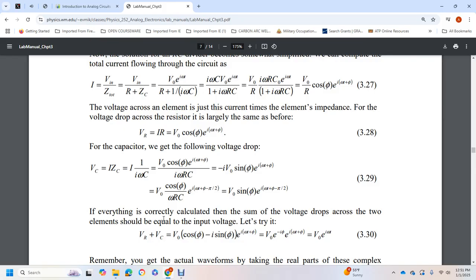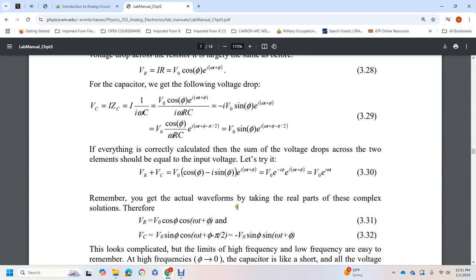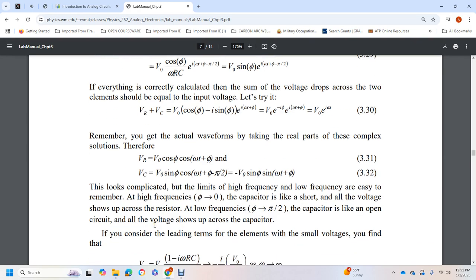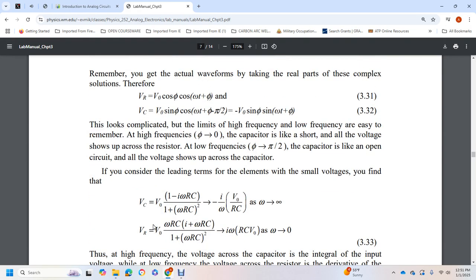The sum of the voltage drops across the two elements should be equal to the input. Remember that your actual waveforms take the real part of the complex solution. Then consider the limits for high frequency and low frequency. High frequency results in a phase of zero: the capacitor is like a short, so the voltage shows up across the resistor.